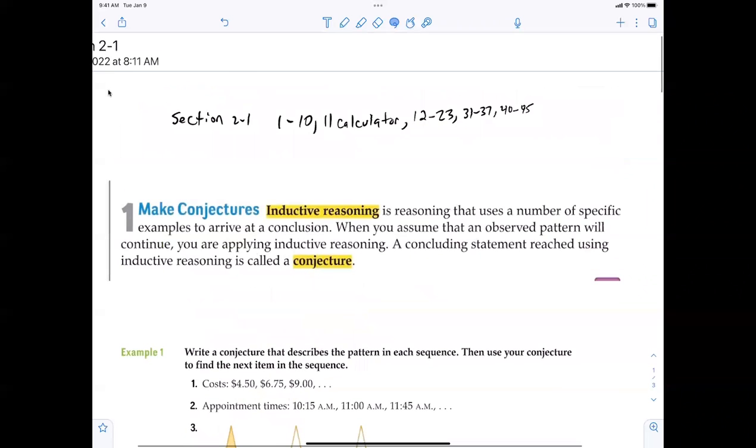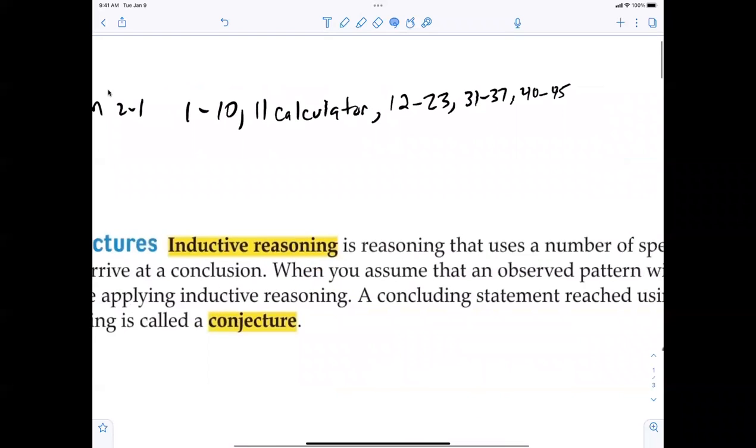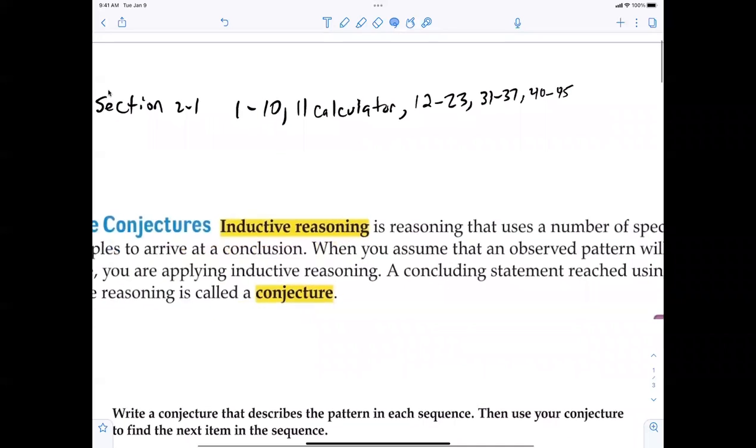So at the top of your paper, let's go ahead and write this down to make sure we're good. 1 through 10, hopefully you brought your calculator. I'm going to show you how to use your calculator, or remind you how to use your calculator. So put that at the top of your paper so you know what to do tonight. And now we can start.